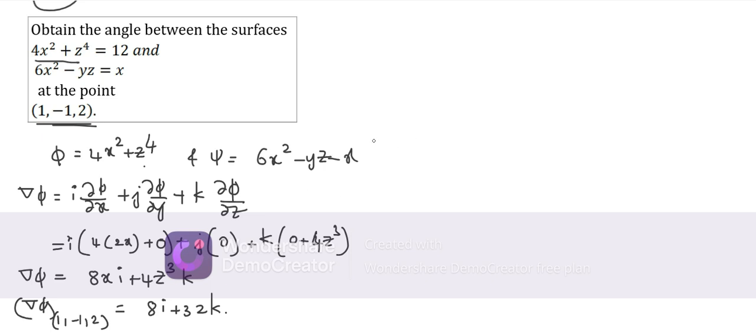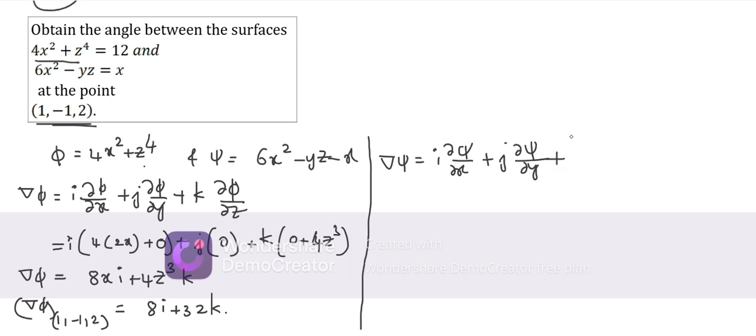In a similar manner, we have to calculate the gradient of xi. So what is the gradient of xi? It is i into dou xi by dou x plus j into dou xi by dou y plus k into dou xi by dou z. Right? So i into, we differentiate xi with respect to x, so y and z are constant. 6 is constant, the differentiation of x square is 2x, the differentiation of yz is 0, minus the differentiation of x is 1.